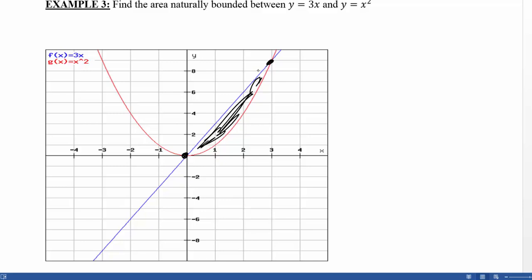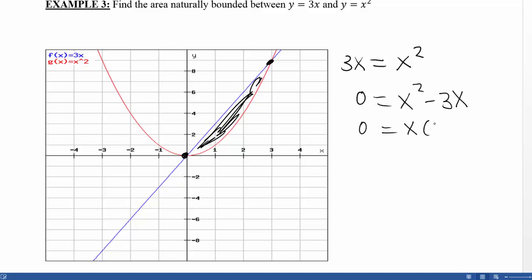explicitly, I can set my two functions equal to each other. So that's a good first step here. If I set 3x equal to x squared, solving that will tell me where these intersect. So I'm going to subtract the 3x over, and I have 0 equals x squared minus 3x. I'm going to factor out an x, and I have x times x minus 3. So that tells me that x is 0 or x is 3.